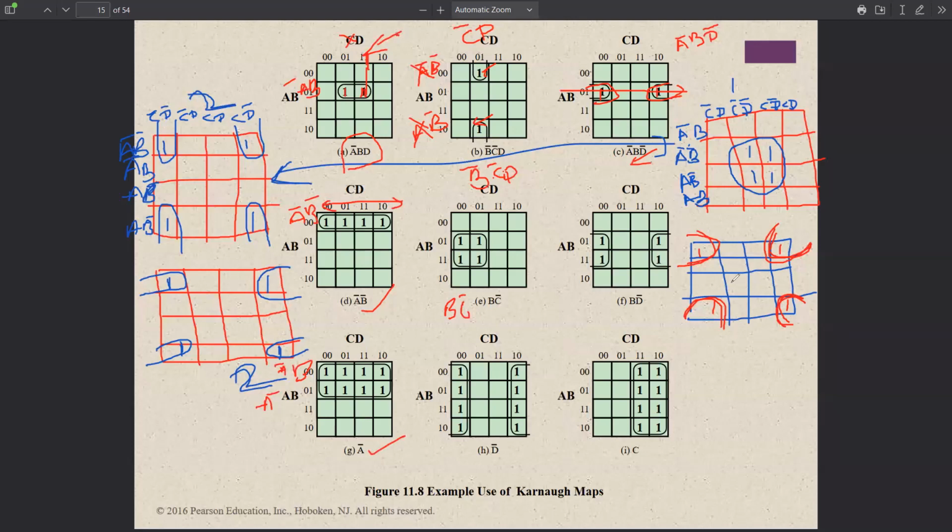So in this particular problem, we have A bar B bar and A B bar. So B bar is not going to change. Then C bar D bar, C D bar. So D bar is not going to change. So the answer is B bar, D bar for this one. Answer is B bar, D bar.